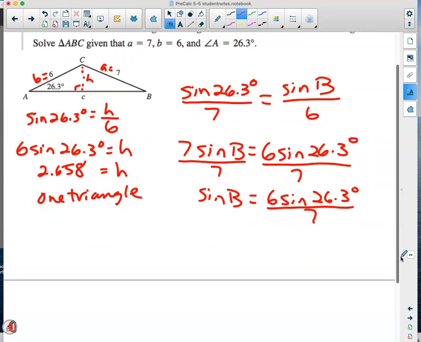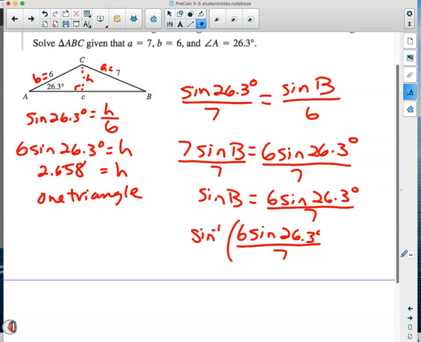But then I have to remember, how do you get the angle back? Because that's what I'm looking for here. Right now I have the sine of B. And to get the angle back, I'm going to have to use the inverse function. So I'll need the inverse sine of 6 sine of 26.3 degrees over 7. And that will give me the measure of angle B. So once again, we're writing all the math down perfectly until we don't have any choice, and then we have to punch it into the calculator.